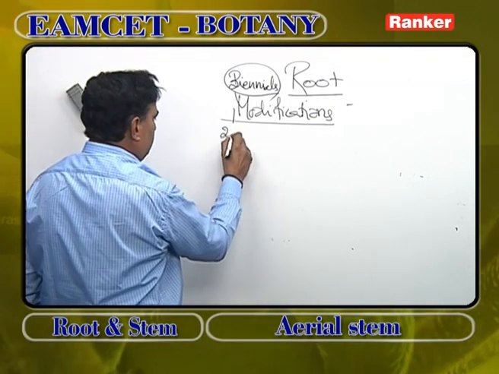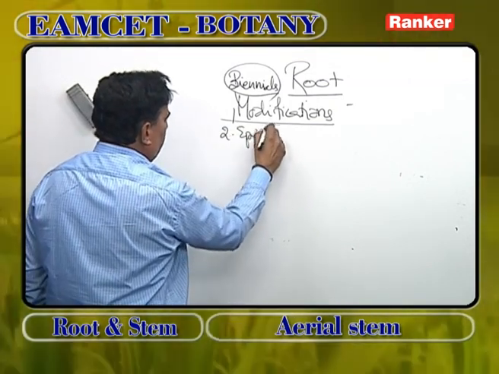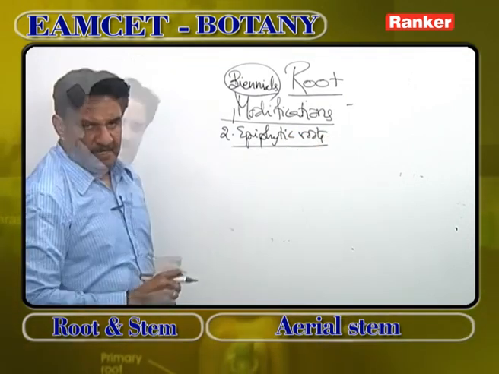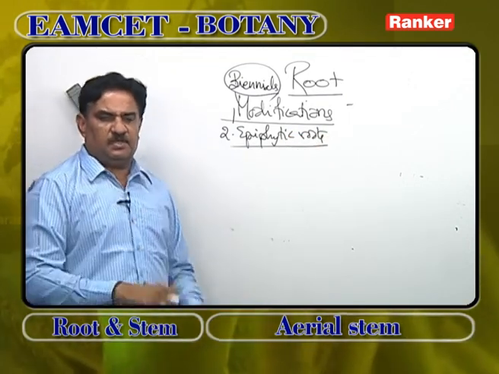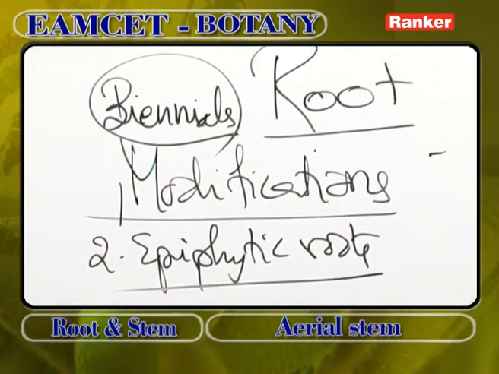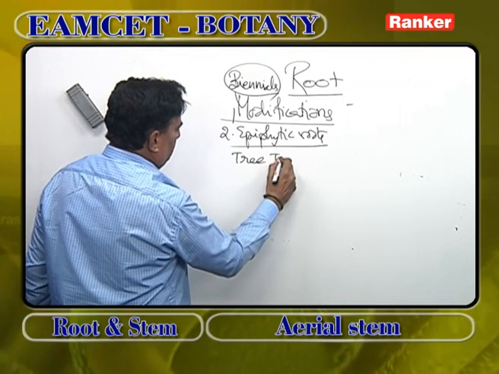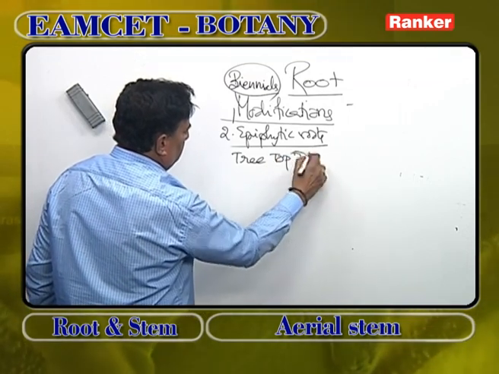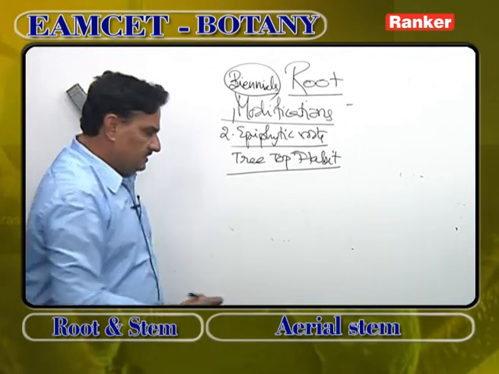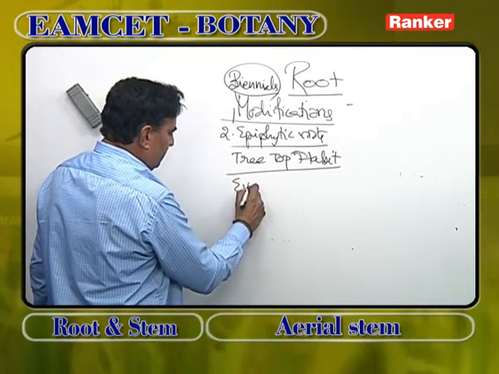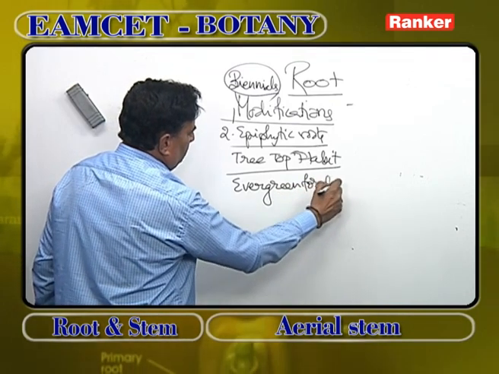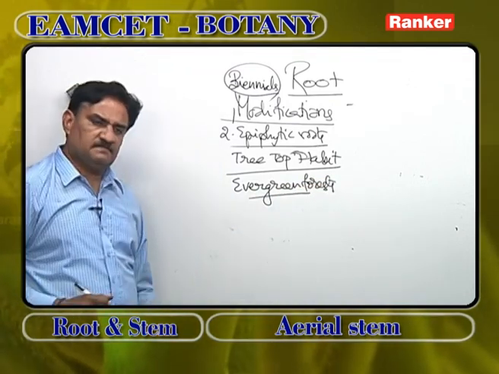Next, second is epiphytic roots. Plants which grow on other plants only for mechanical support are called epiphytes. Epiphytes are also popularly regarded as plants showing tree top habit. That means these are found in evergreen forests. Epiphytic plants are found in evergreen forests.